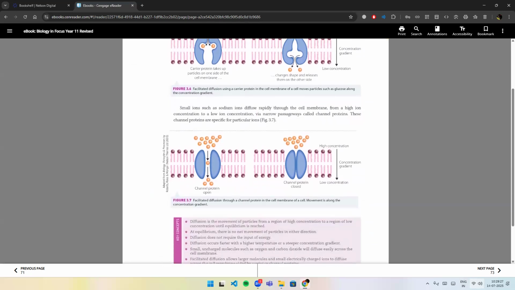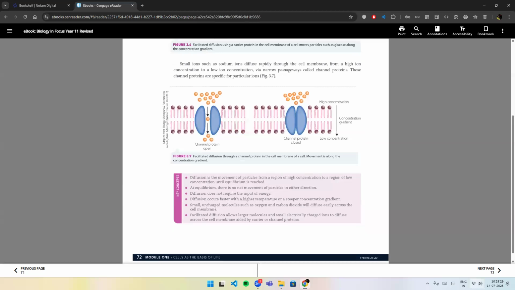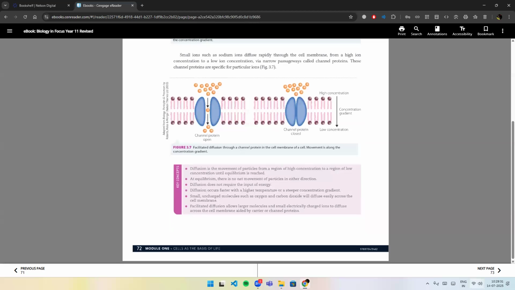Small ions such as sodium ions diffuse rapidly through the cell membrane from a high ion concentration to a low ion concentration via narrow passages called channel proteins. These channel proteins are specific for particular ions.